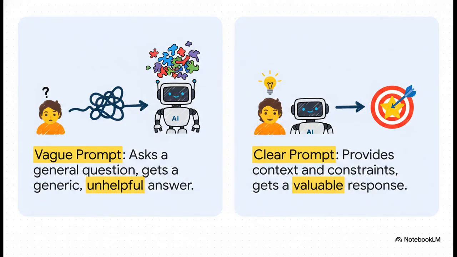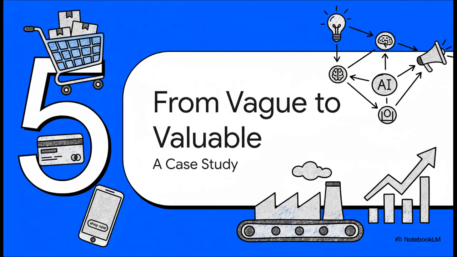And the core idea is simple. A vague request leads to a generic, pretty useless answer. But clear instructions, ones that are packed with context and rules, deliver a valuable, tailored response. The quality of your output is a direct reflection of the quality of your input. Let's make this concrete. We're going to walk through a real-world example for an online retail store so you can see exactly how this works in practice.